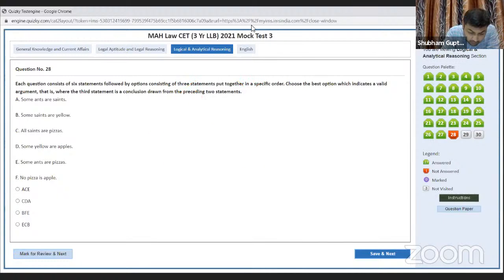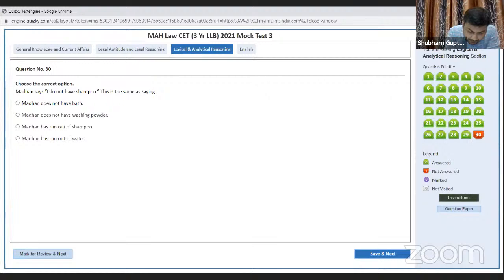What is this? Some ants are saints, some saints are yellow. Each of the questions consists of 6 statements followed by options. So we have to either go for all 4 options, making it time taking. So should we mark B for all? Madhav says I do not have shampoo. This is the same as saying Madhav does not have bath, no. Madhav does not have washing powder, no. Run out of shampoo.